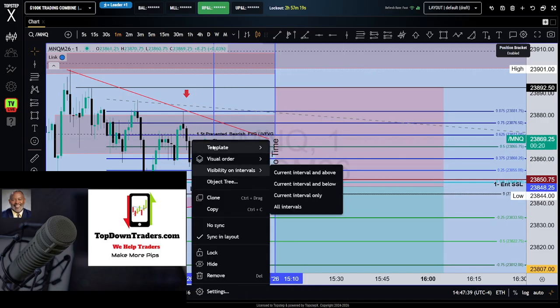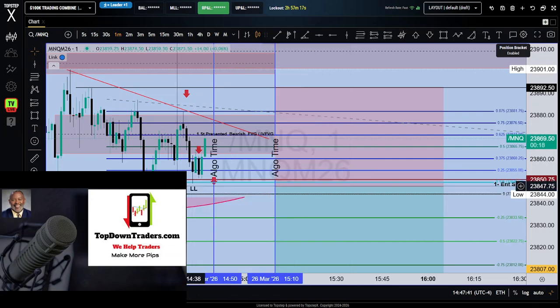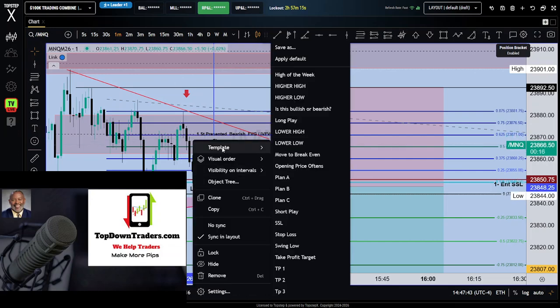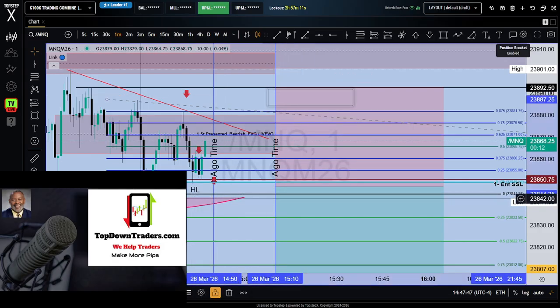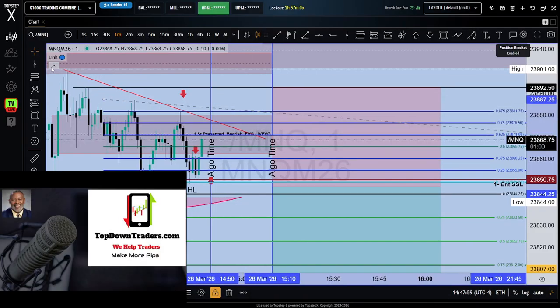Actually, that's a higher low. So go back there. It's a higher low. Template, higher low. Here's your lower low, your higher low. Here's your higher high, your lower high. These are all swing points. I have a retail trend line on, monitoring that level.